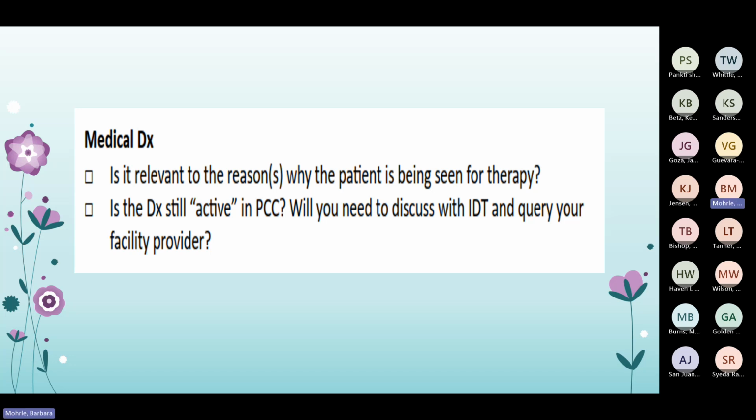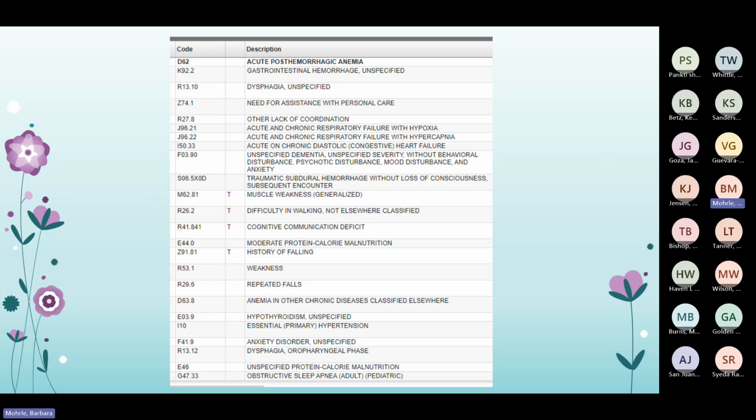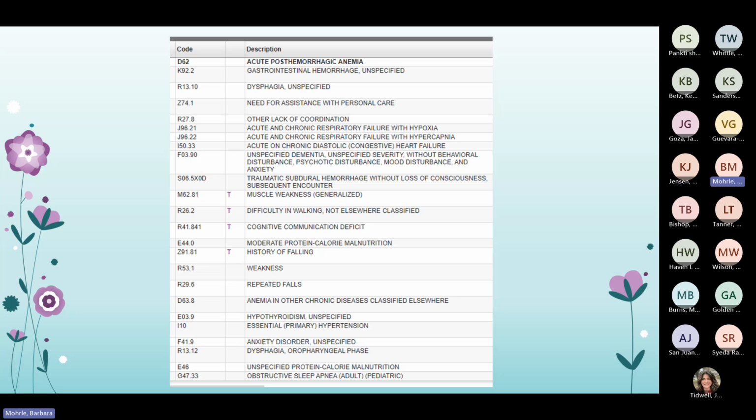So when we're looking in PCC, if you go under the medical diagnosis tab in PCC, you're going to see something that looks similar to this. And it's going to list all the different medical conditions that that patient has in their medical record. So as long as these are in PCC, it means that it's an active diagnosis, and it means a physician has verified that the patient has this diagnosis. So we can choose whichever of these diagnoses are appropriate. We do not need to choose every one of these diagnoses.